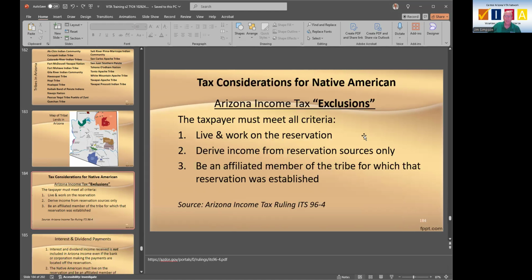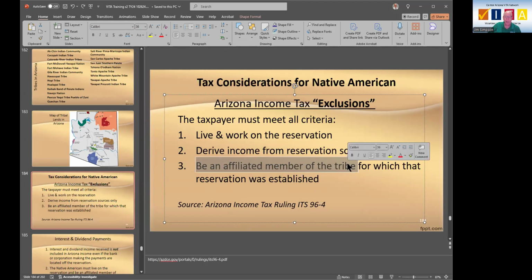But here is where a Native American will not have to pay Arizona taxes if they meet all this criteria. They live and work on the reservation. All of their income comes from reservation sources only, and they are a member of that tribe. If they meet all of that, Arizona doesn't have a right to tax them. But they may live on the reservation and work off of the reservation. Well, then Arizona gets to tax it, right?